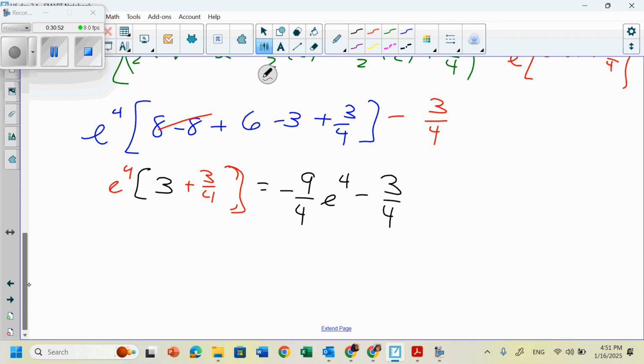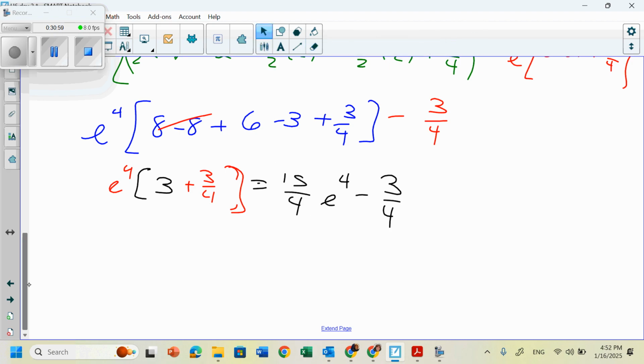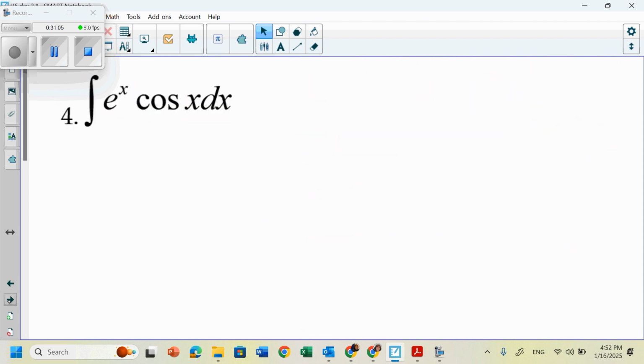Here we go. Here's this one. This one says e to the x cosine x. And neither of these are polynomials, so you can't just keep differentiating down and leave them. That doesn't work that way. It's just a bummer. So that means I've got to do some other math. So let's talk about what I can do.